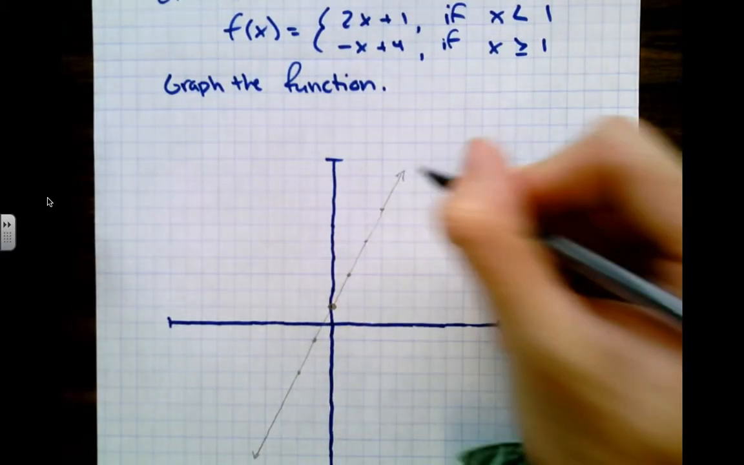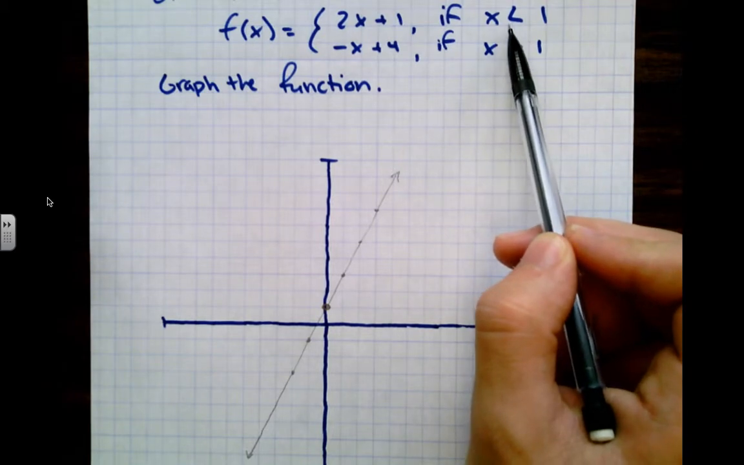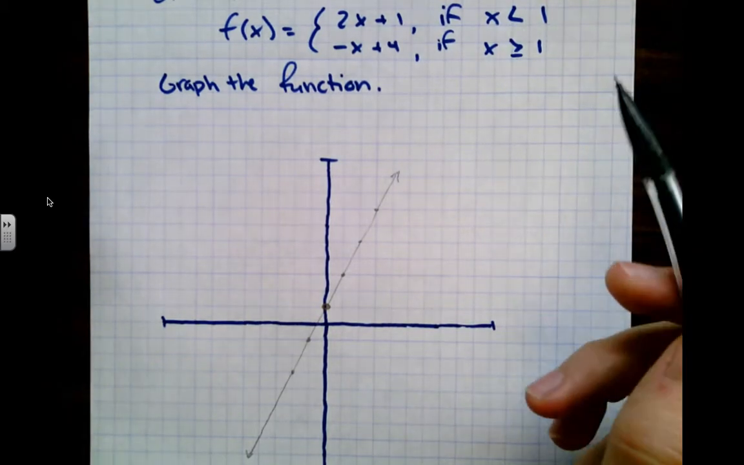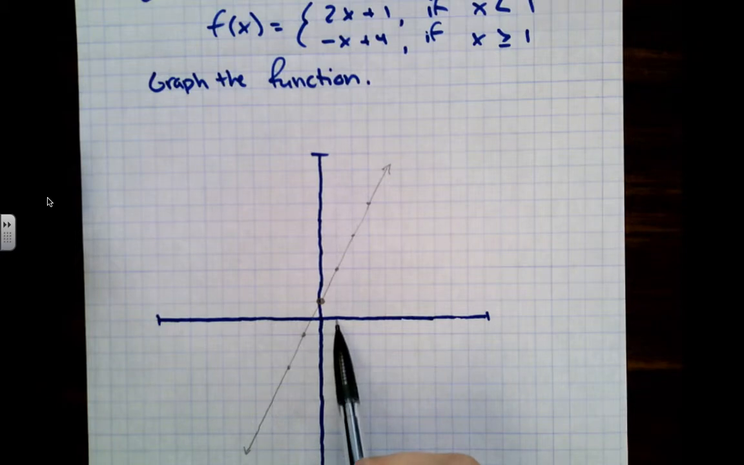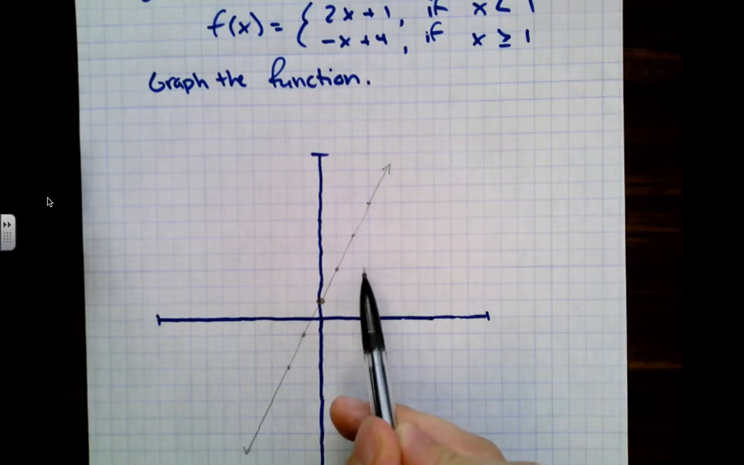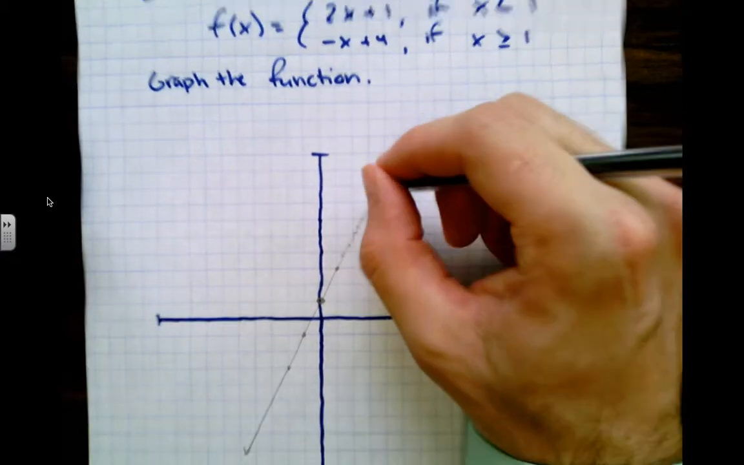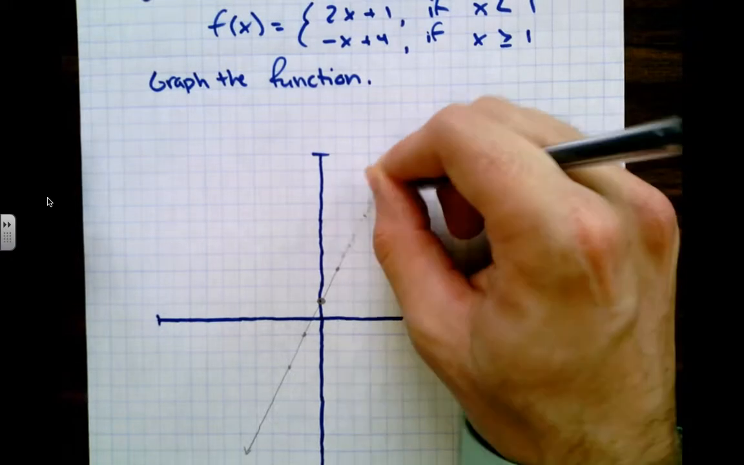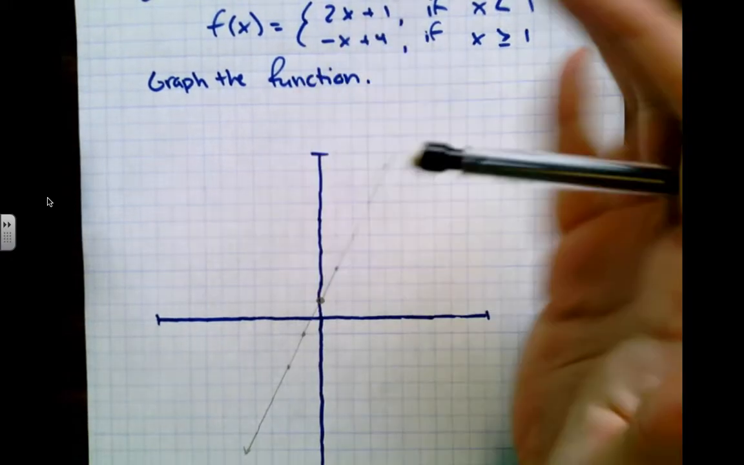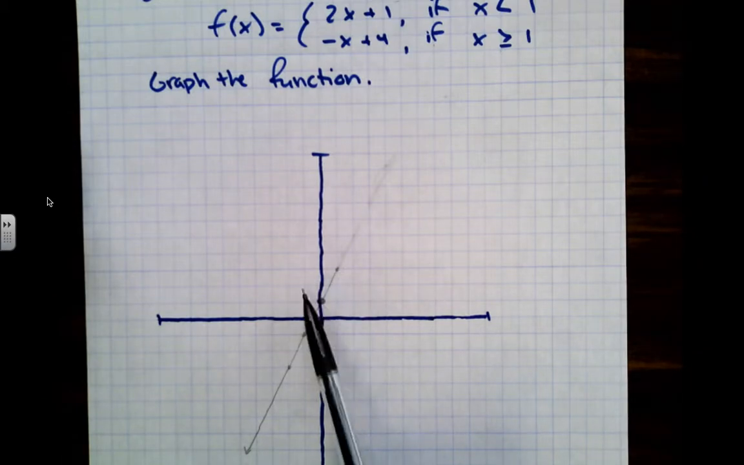Now, this is where the piecewise part is going to come in. This is only true when x is less than 1. So I'm going to go to x equals 1, which is right here, and go up to the value of the function at x equals 1. What that tells me is everything to the right of this needs to be erased. So I'm going to erase that piece because that is not included. We're talking about values when x is less than 1.